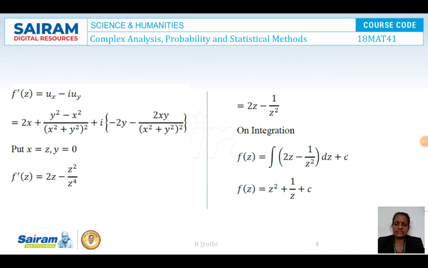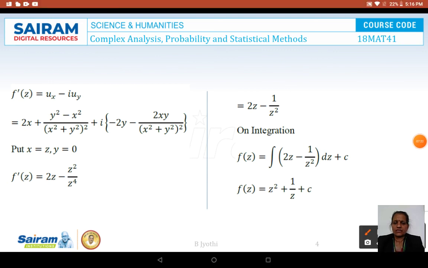So what happens is, after replacing, put x is equal to z, and here it has to be plus only, with the minus sign here. So x is equal to z and y is equal to 0. If I replace, we will be getting this imaginary part totally 0, because each of the terms is multiplied with y, and y is substituted as 0. Therefore, it is totally becoming 0.